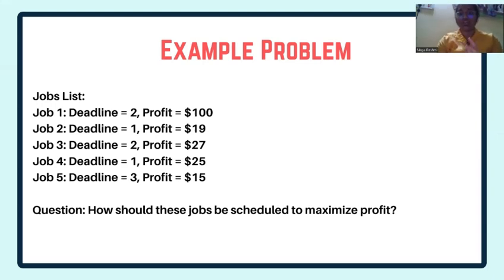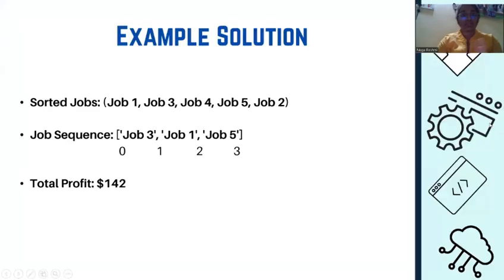Now we need to schedule these jobs in such a way that we get the maximum profit. Let's see how we solve it. As I said previously, the first step to solve this is to sort the jobs in descending order.